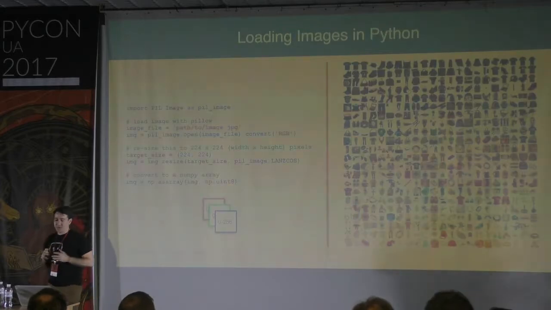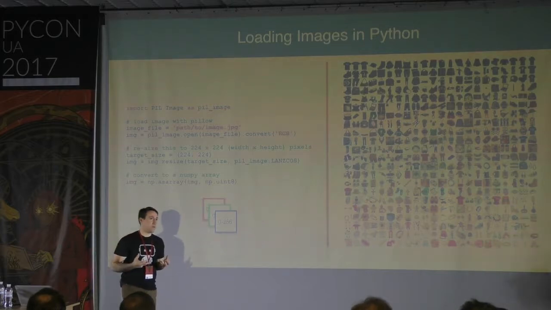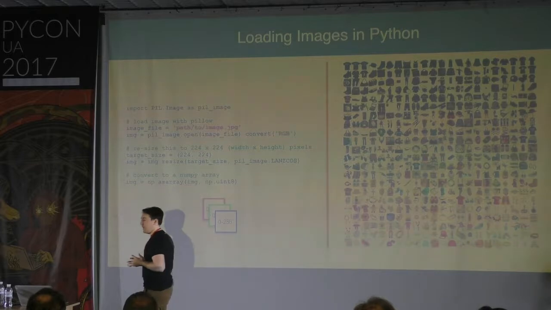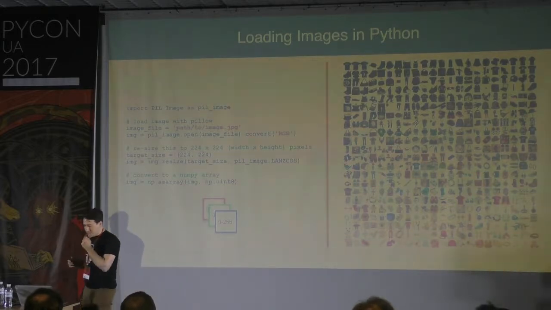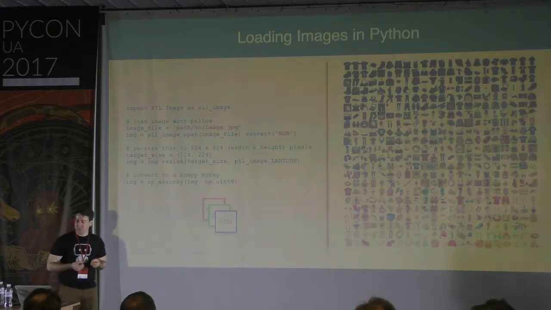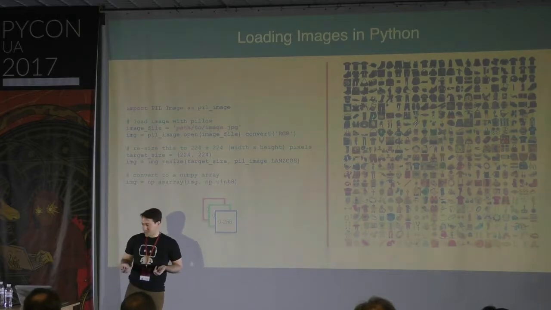A wonderful library for dealing with images is the PIL library, or in this case, the fork of PIL called Pillow, which you can easily use to load your images and manipulate them. It's as simple as loading PIL.Image. We look at the file, call open, and convert it to an RGB PIL image object.